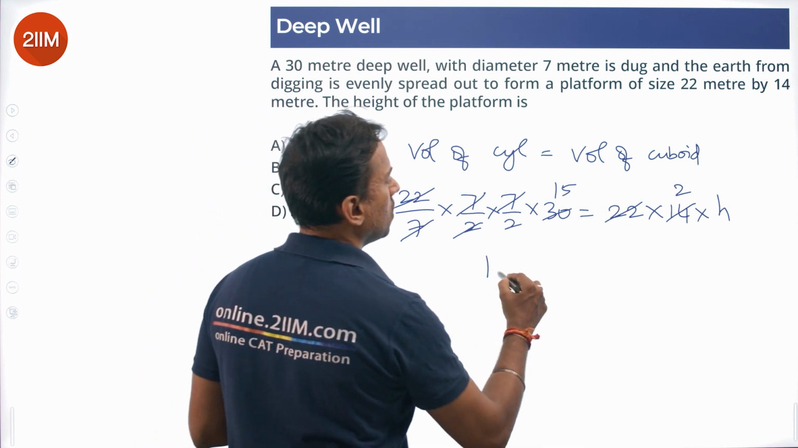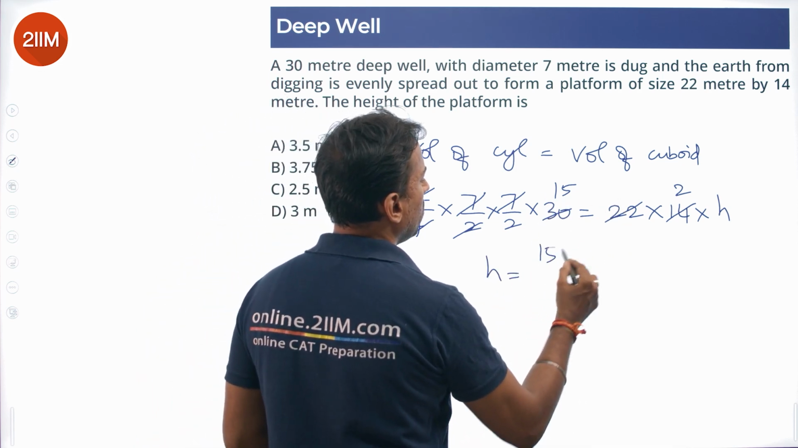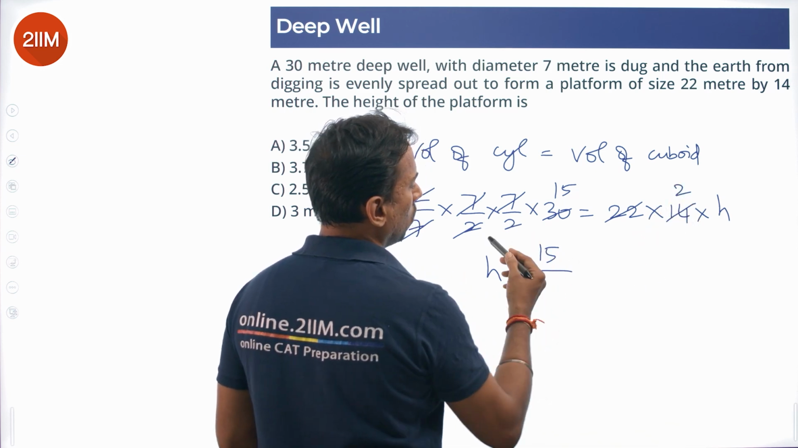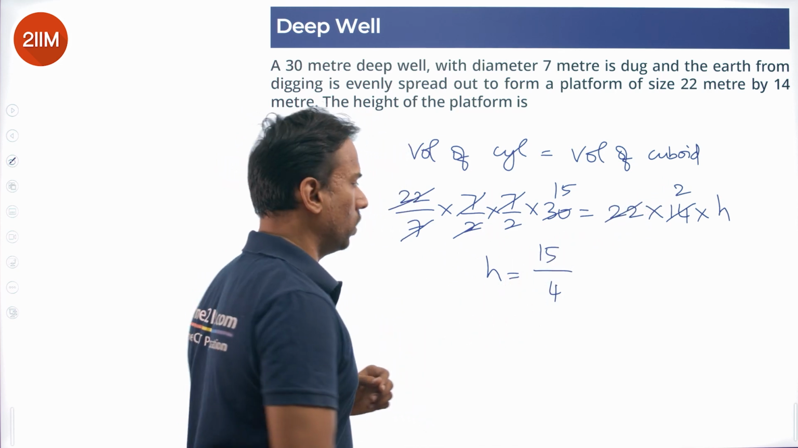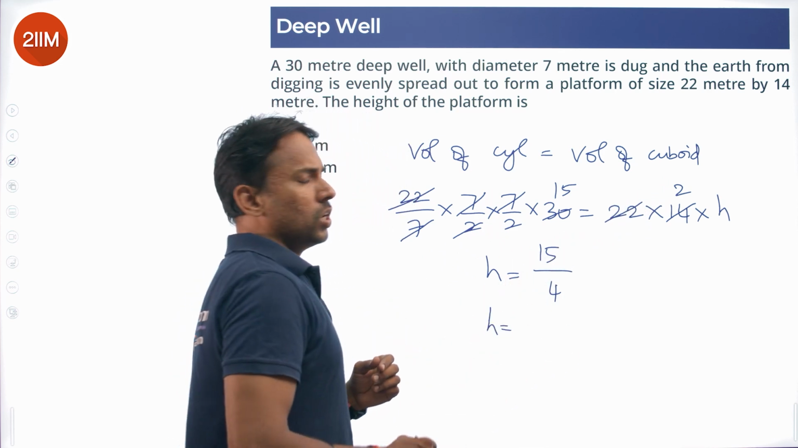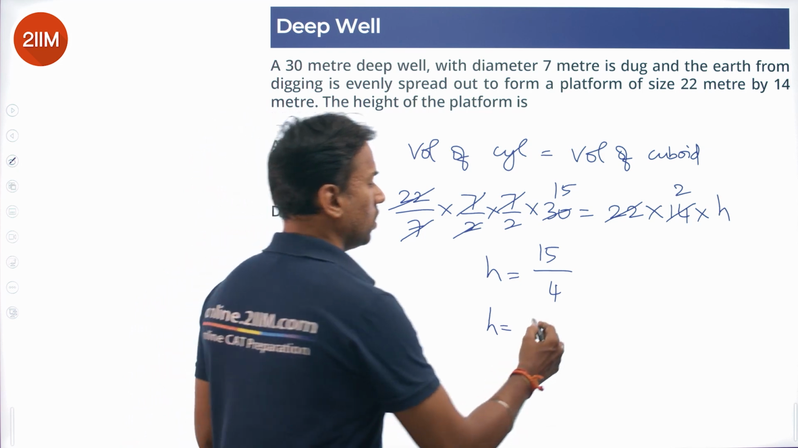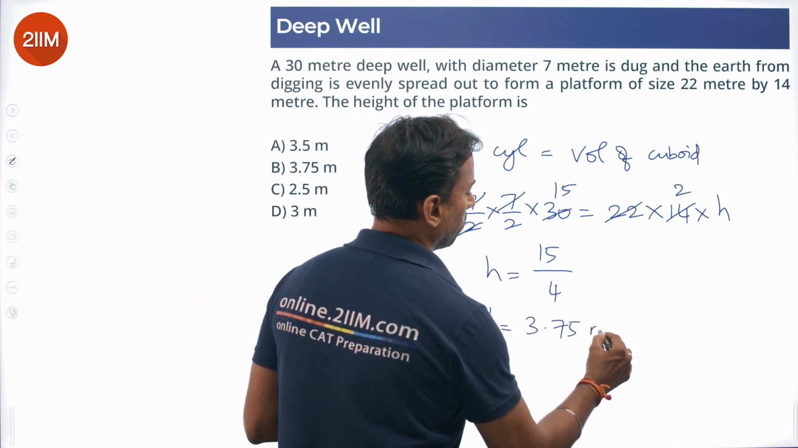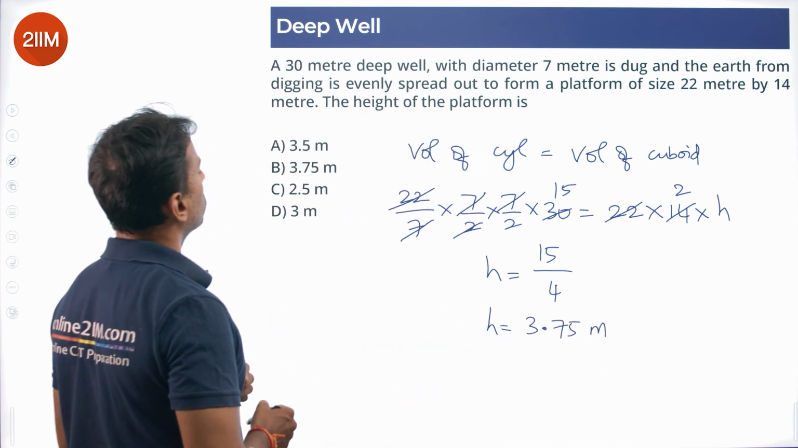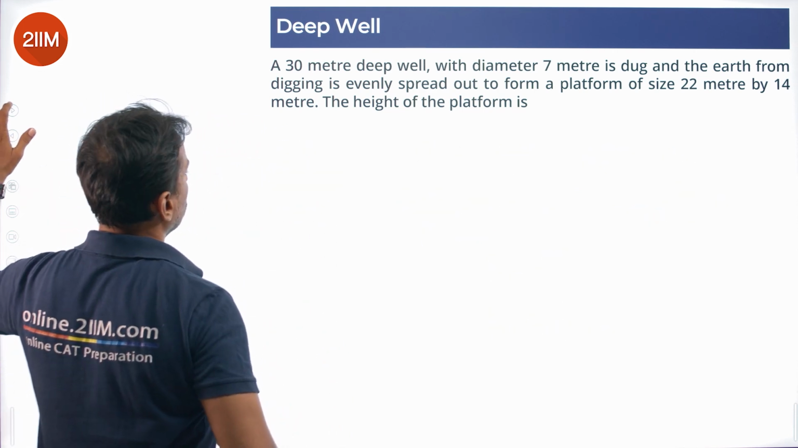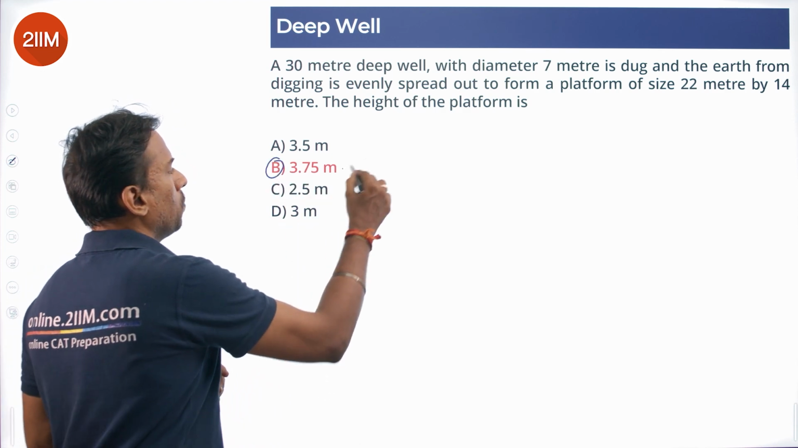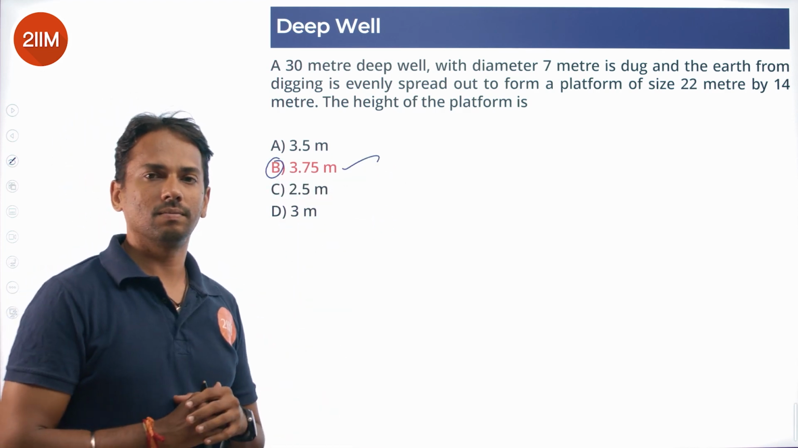So we'll have h is equal to, here we have 15 by 2 and this 2 also comes 4. 15 by 2 2s are 4. So h should be equal to 15 by 4. 15 by 4 is going to be 3.75 meter. So 3.75 meter is at option B. Good. You check this. Yeah, option B, 3.75 meter is the right answer.